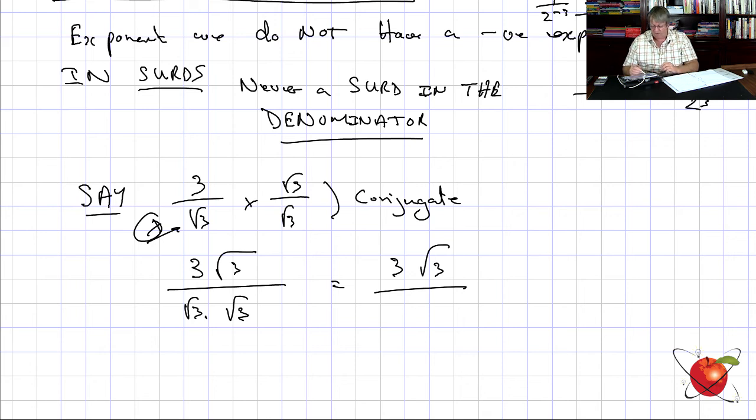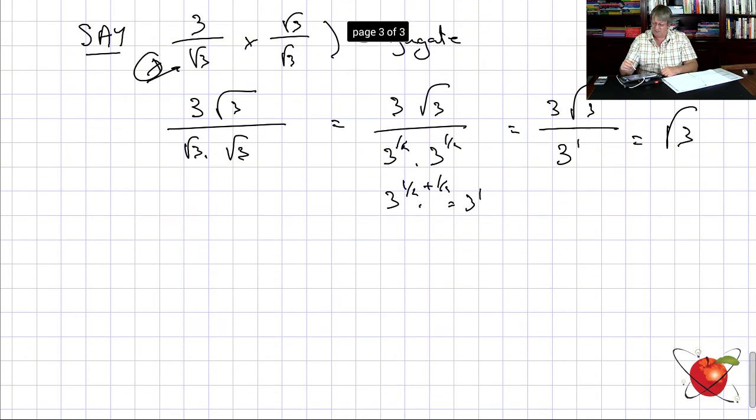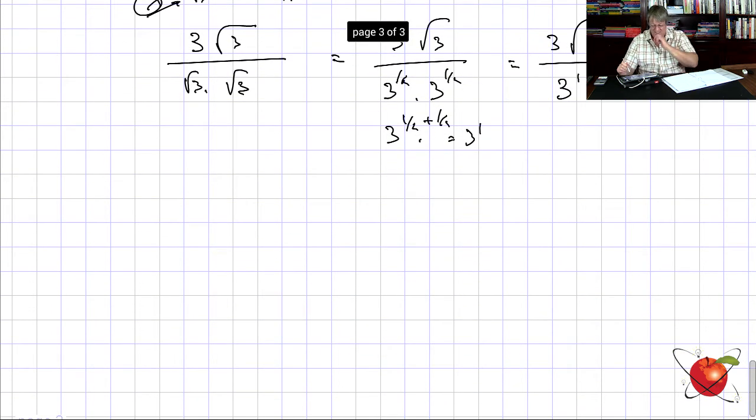What is root 3 times root 3? Well, it's 3 to the half multiplied by 3 to the half, which is equal to, same base, we're going to add them. So it's 3 root 3 over 3 to the 1. That is 3 to the half plus a half, which is 3 to the 1. I know it looks extremely weird, but trust me, it really is the same answer.